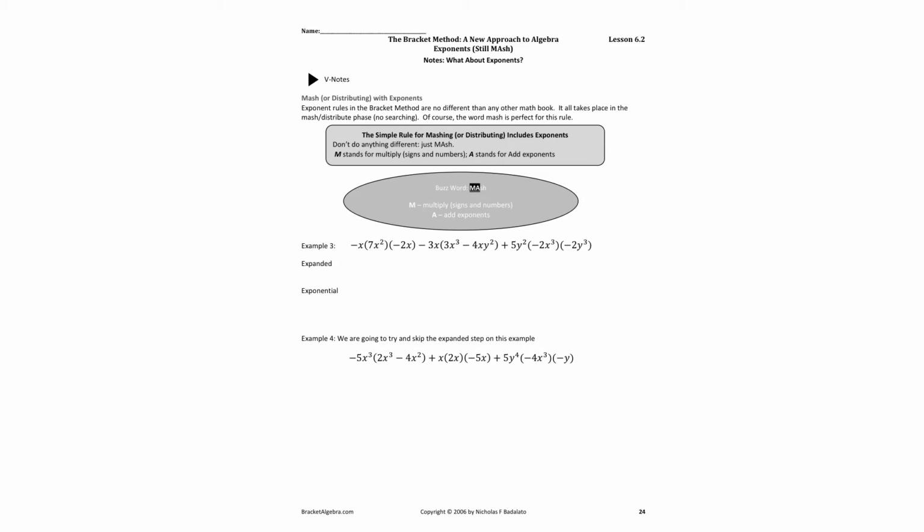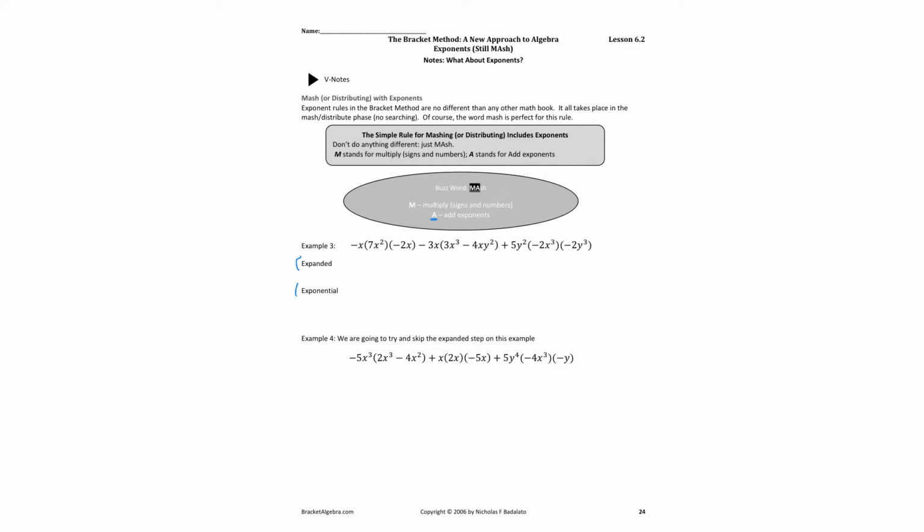This is the Lesson 6 video notes on exponents. You guys are now familiar with the vocabulary. When we talk about the words expanded notation and exponential notation, remember this is nothing more than multiplication. It's still MASH. Again, the only difference is we're adding this extra thing with the A in MASH, which says add the exponents.